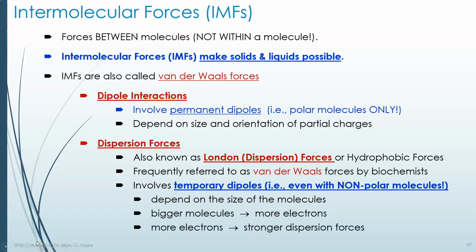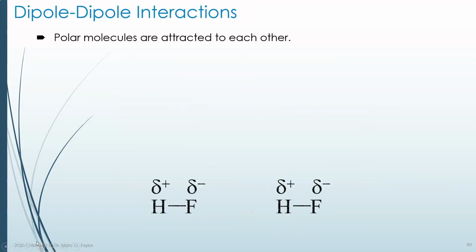So these interactions involve temporary dipoles, and I'll explain what that means in a slide or so, but they depend on the size of the molecule. The bigger the molecule, the more electrons are in the molecule, and therefore the more electrons that can be shifted to one side of the molecule than the other, and therefore you'll have more of a temporary dipole appearing and greater dispersion forces, or greater London forces, or greater London dispersion forces. There are many names for this force.